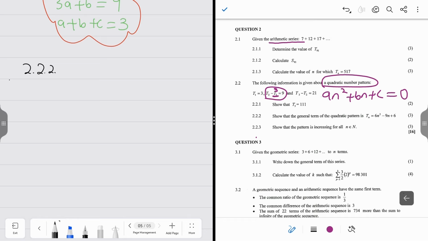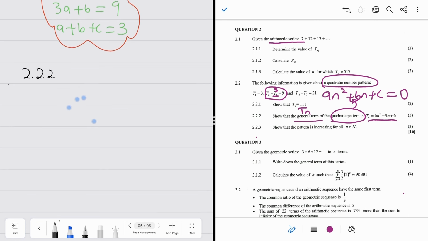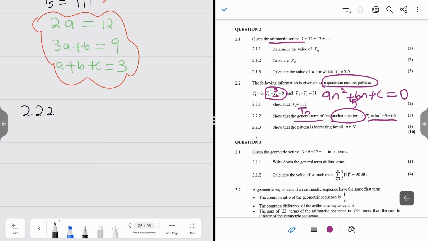They said show that the general term, every time they talk about general term, it is Tn of a quadratic pattern, which I told you has to look like that. So the quadratic pattern will be Tn equals 6n squared minus 9n plus 6. So how do we quickly show that? We can use the idea that I have shown there. This is actually where we are using this part that we have shown here.